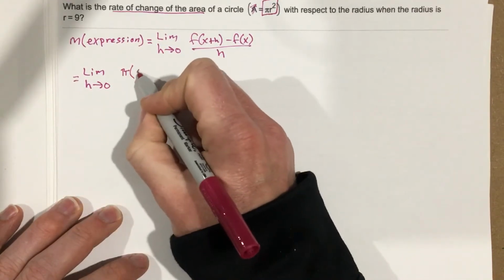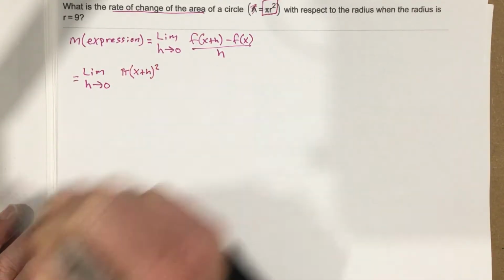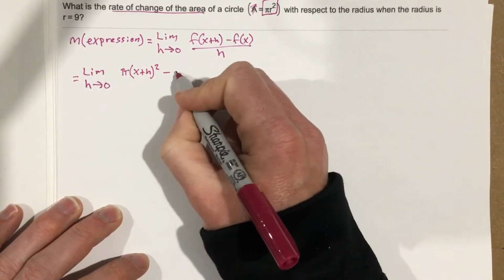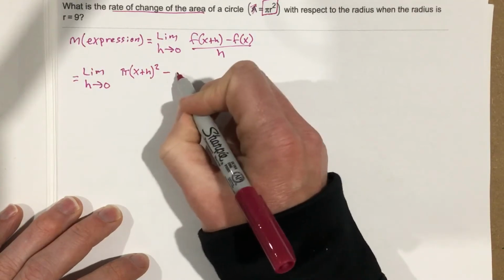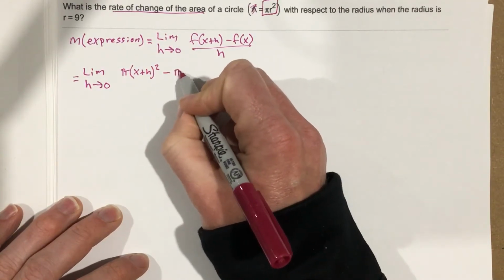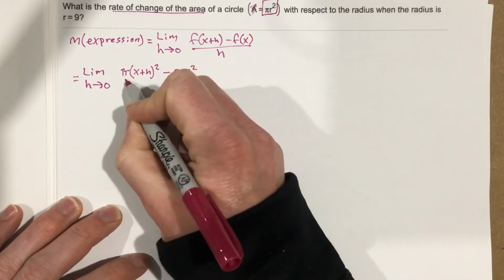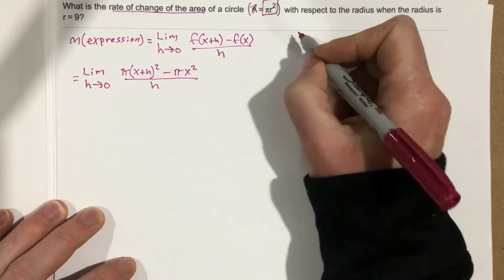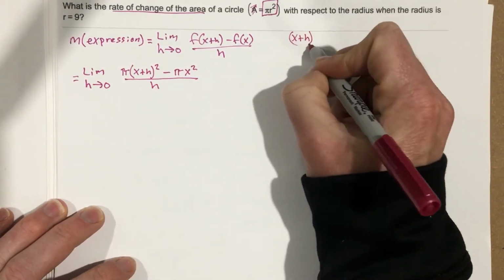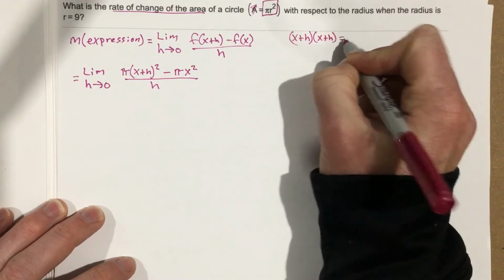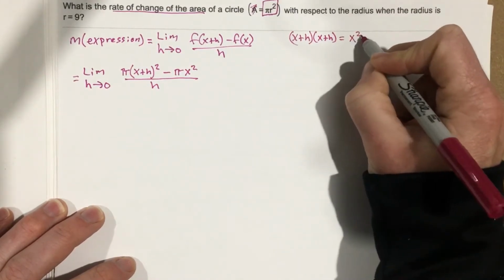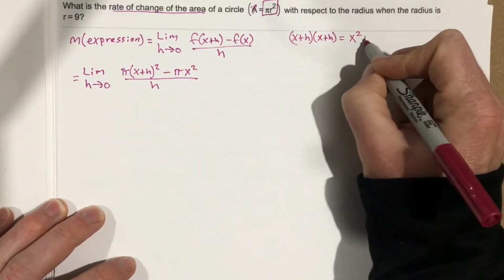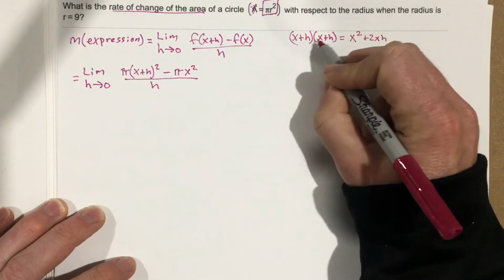x plus h squared minus the original function, which would be just pi x squared all over h. x plus h squared, that's x plus h times x plus h, which is x times x, which is x squared, x times h, xh, h times x, also xh, so that's two of them, plus h squared.